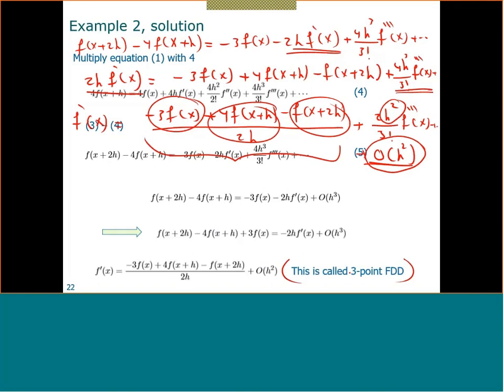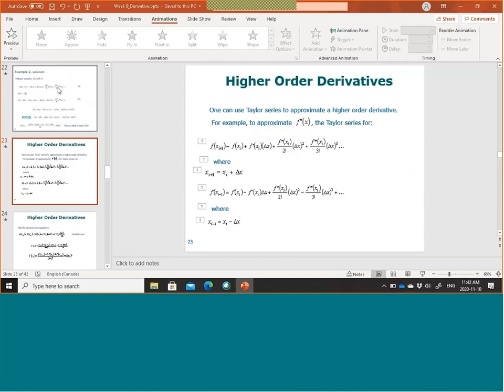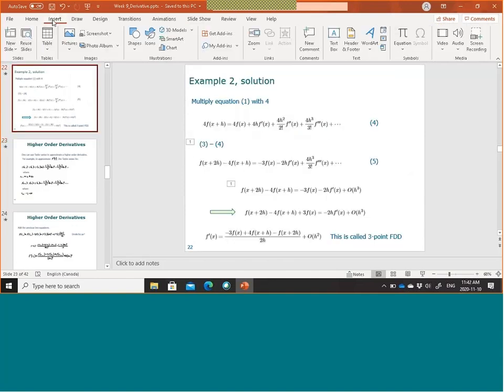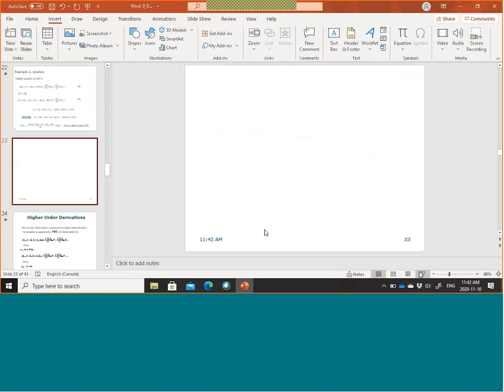Okay, so this is just one example. There are many other formulas that we can prove, they can be short, but this is the approach for that. Now we claim that this is an order of h squared. Let me just insert a page here, and let me resolve the first example we had before using this formula.